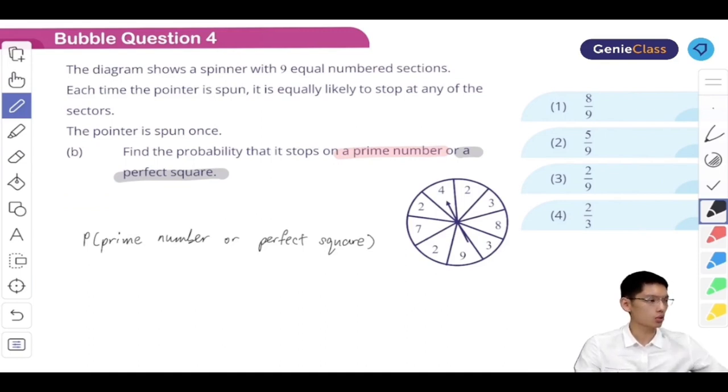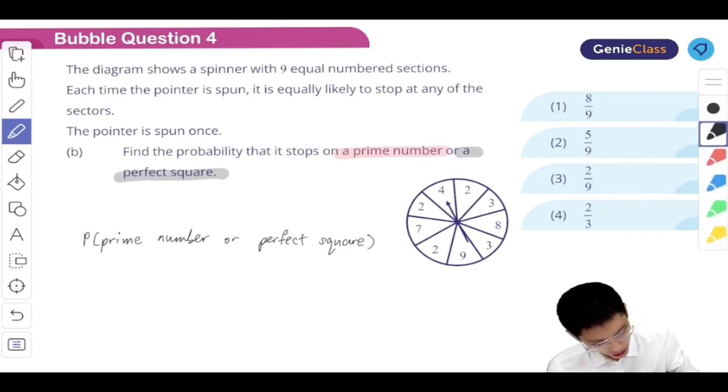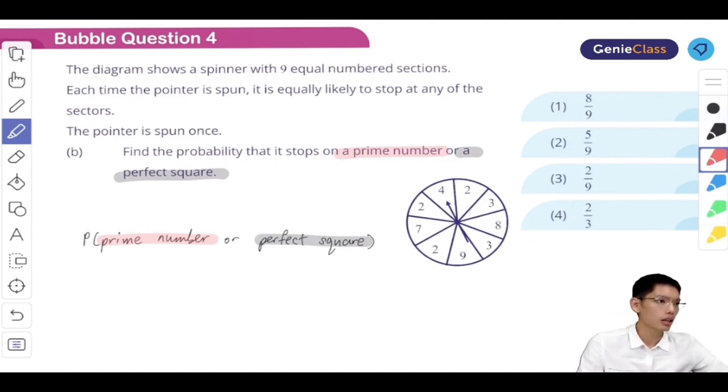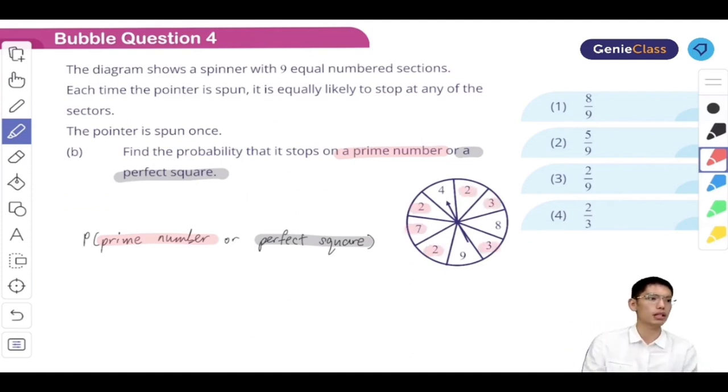Most of you have managed to conquer this question. But then again, how do we actually do this for those who have yet to answer this accordingly? So prime numbers, perfect square. Take note, 1 is not a prime number. In this case, some of you forgot to consider 2. So 2 is a prime number, 3 is a prime number, 7 is a prime number over here.